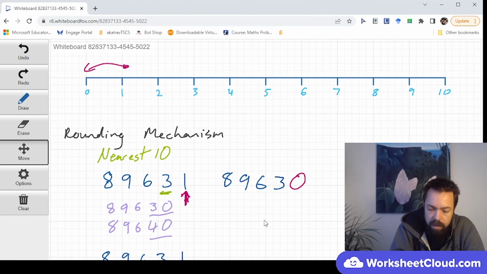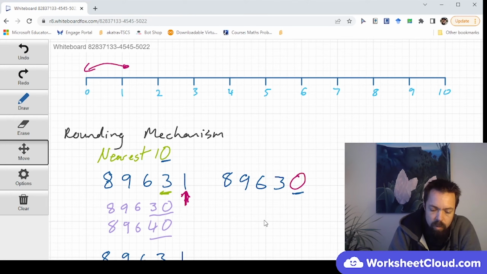Okay, so what we're seeing then is that when we round to the nearest 10, we end with a 0 on the end. There's at least one 0 on the end. So everything after the place we're rounding to becomes a 0.